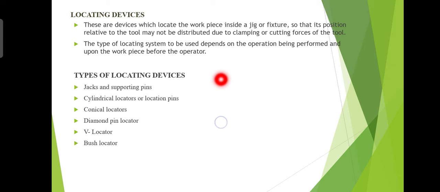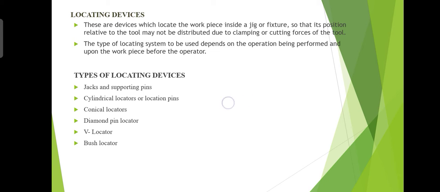Before telling about the cylindrical locator or location pin, I want to tell you something about jack and supporting pins. These are used for location from rough surfaces. Jack pins, also called supporting pins, are used to locate the workpiece whose dimensions are subject to variation. Support pins, also known as rest pins, buttons and pads, are used to support workpieces with flat surfaces at convenient points.